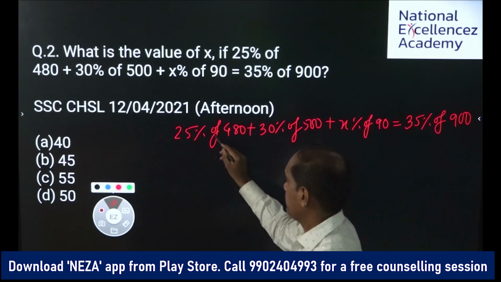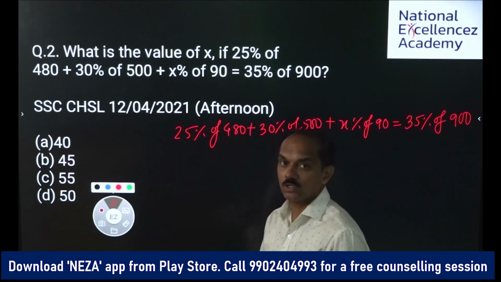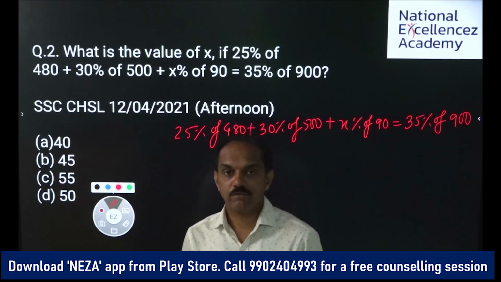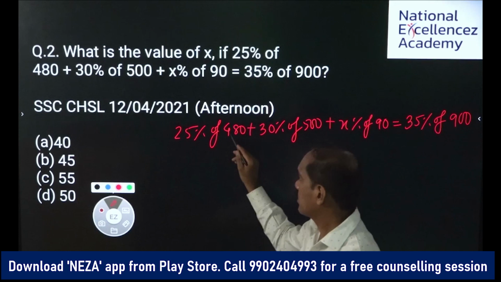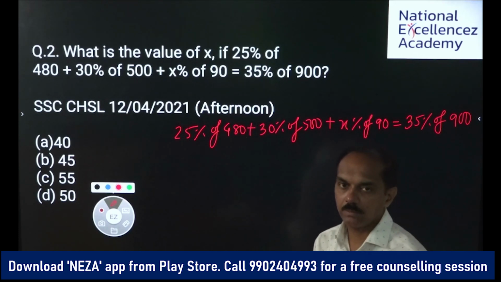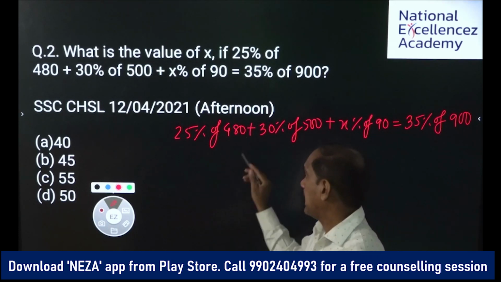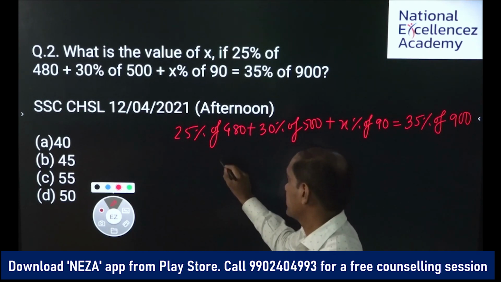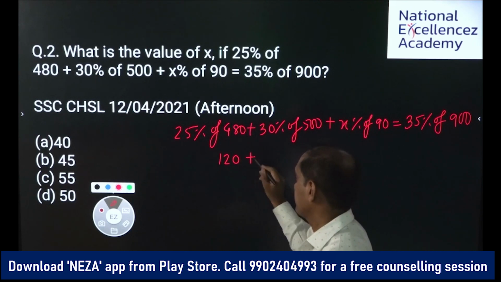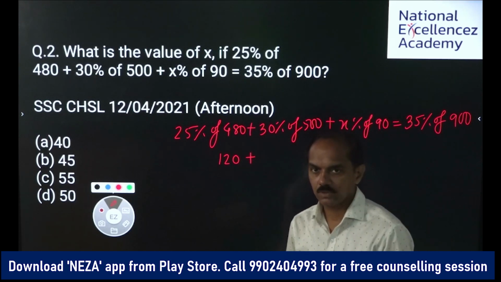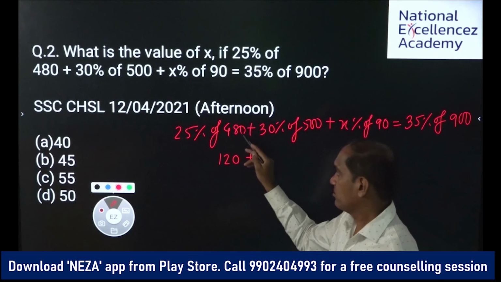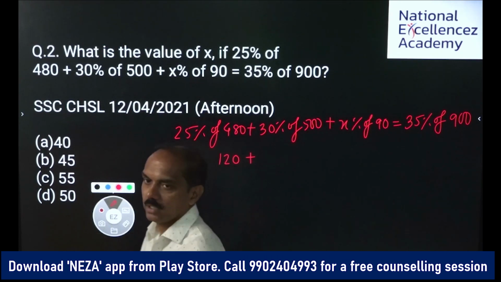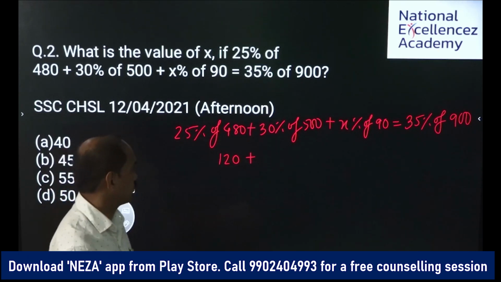So 25% of 480, don't solve it. What you must do is 50% means half, 25% means quarter. Quarter of 480. Half of 480, we all know it is 240. It's half. That is straight away you can come to 120. This is how you must do it. Okay. 25% of 480 is of course 120.